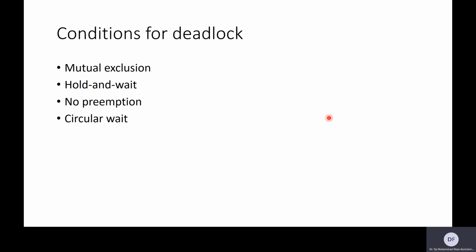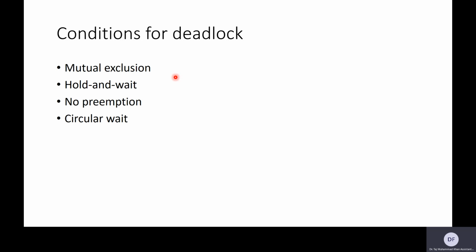So as I said, there are certain conditions for a deadlock to occur. These conditions must be present when there is a possibility of a deadlock. The first is mutual exclusion. First of all, these threads are accessing the resource in a mutually exclusive way. If the threads are not accessing the resource in a mutually exclusive way, then they do not need to use locks, and since they do not need to use locks, there is no question of deadlock.